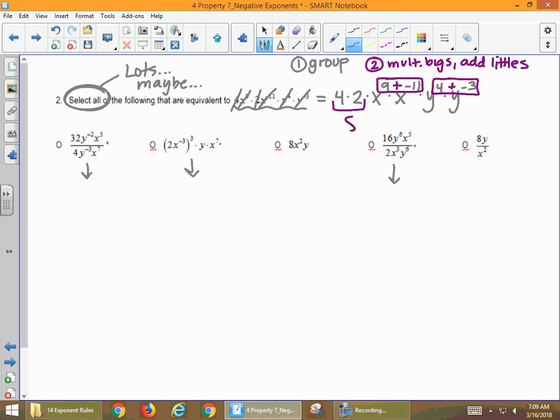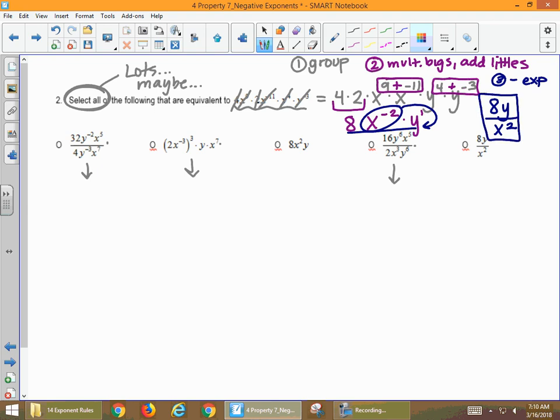So 4 times 2 is 8. x to the 9 plus negative 11, x to the negative 2nd. 4 plus negative 3 is going to give us y to the 1st. And then our last step here is to deal with the negative exponent. So we have one negative exponent. That term needs to go to the denominator. So I'm going to need to make a fraction here. 8y is going to stay on top, and x squared is going to go to the bottom.